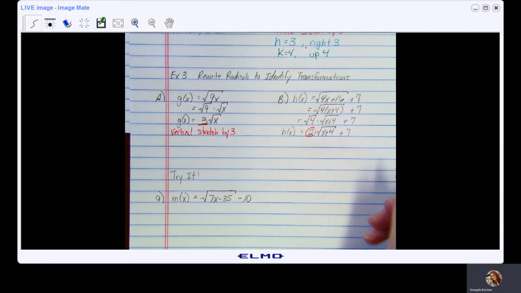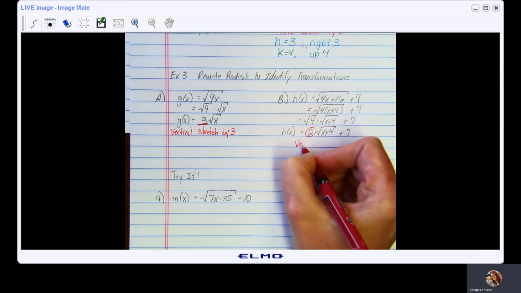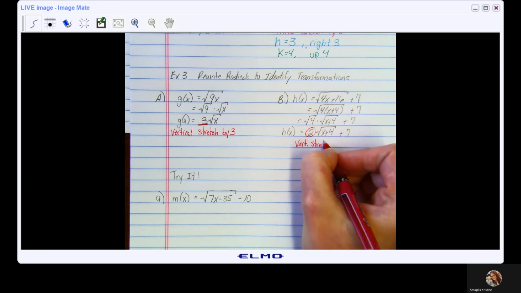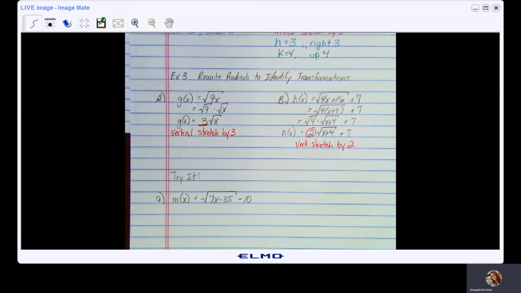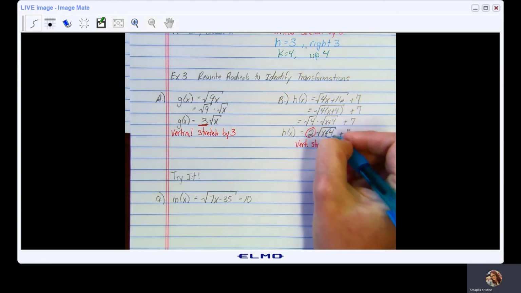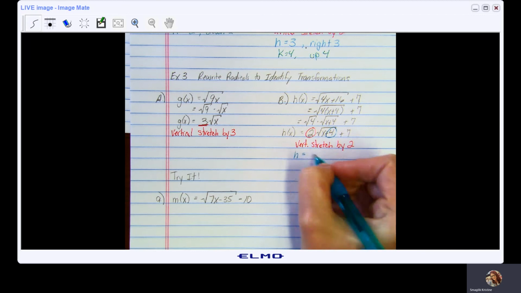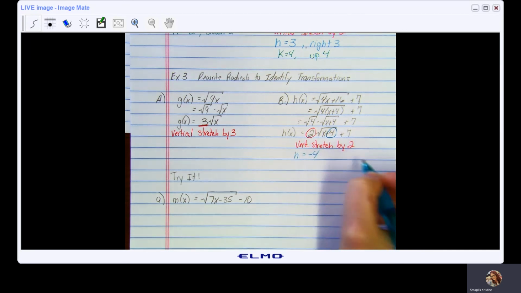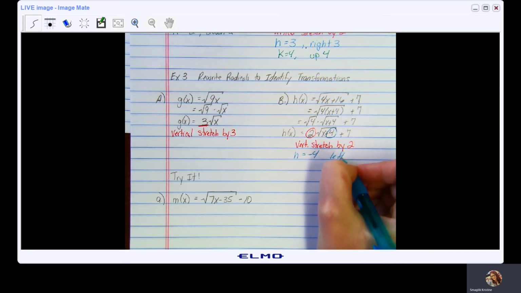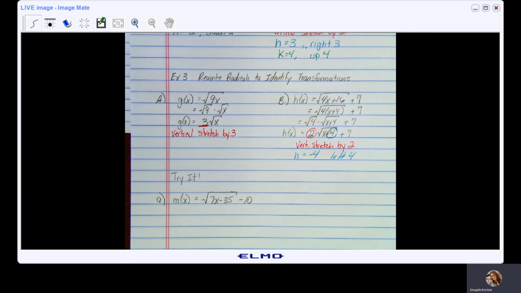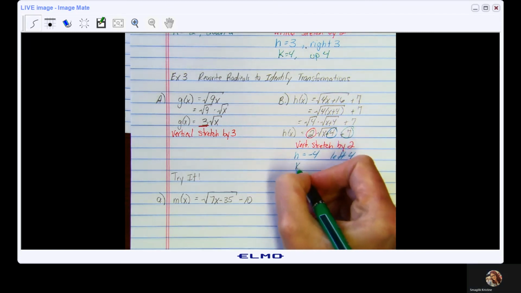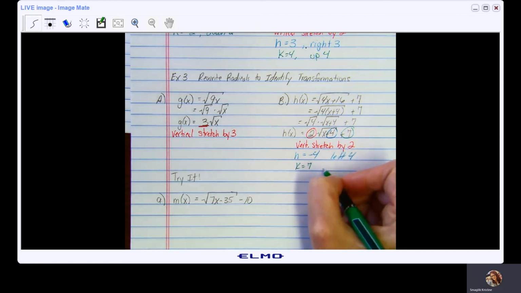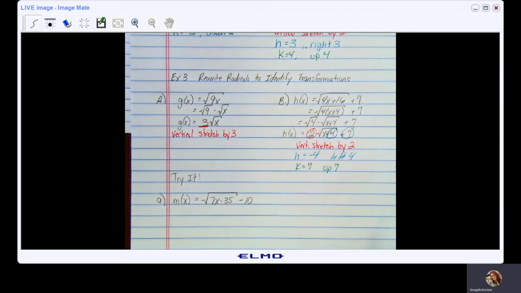Here's my a value. This is a vertical stretch by 2. My h value is a negative 4, so that's left 4. And then I have a k value of 7. It's positive, so that is up 7.